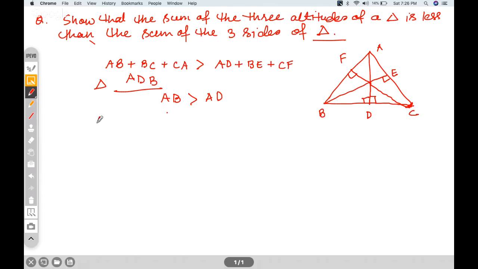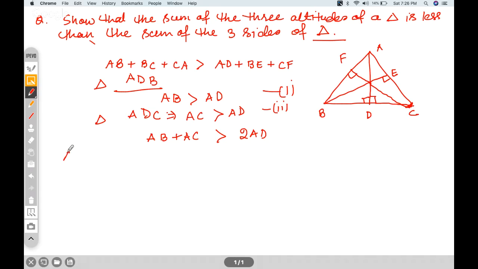On the other side, in triangle ADC also, AC would be greater than AD. So AB plus AC would be greater than 2AD. I am just adding these two equations.